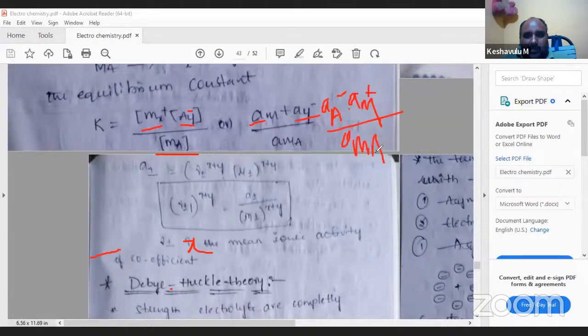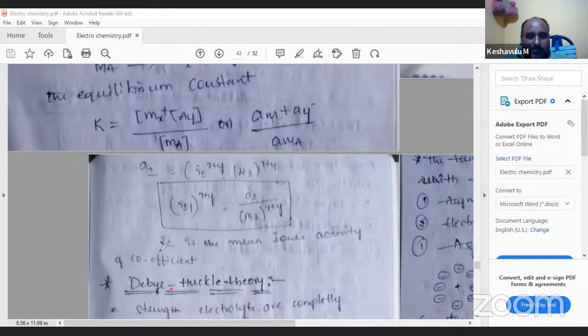Activity of MA. So therefore, these should be simplified. Finally we can get a plus or minus is equal to gamma plus or minus of X plus Y into m plus or minus of X plus Y. So we can simplify gamma plus or minus of X plus Y is equal to a plus or minus by m plus or minus of X plus Y. Here this gamma plus or minus is called the mean ionic activity coefficient.